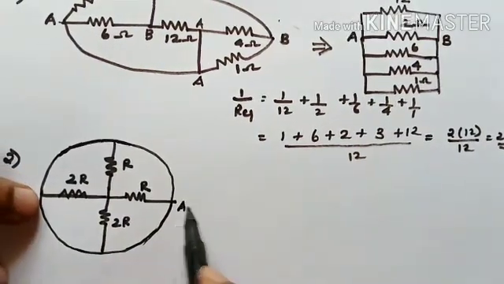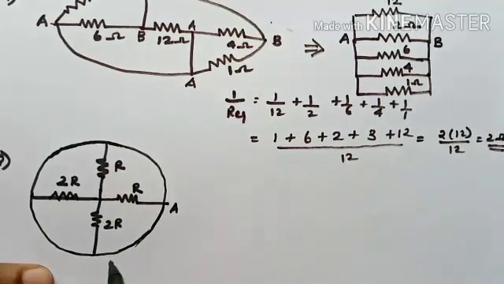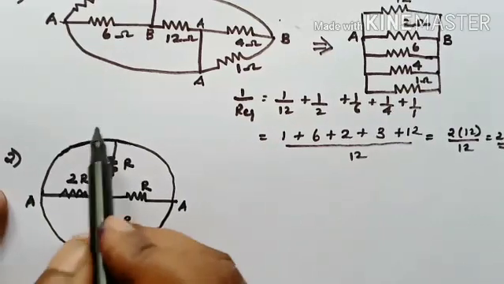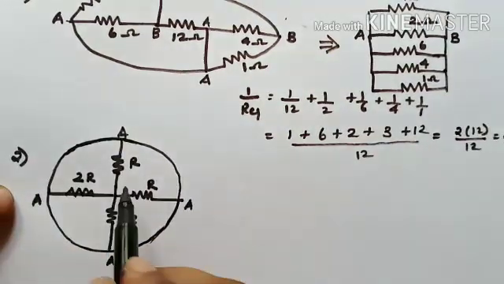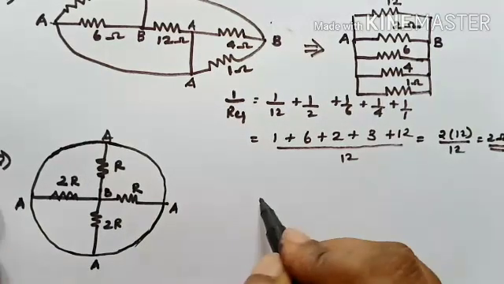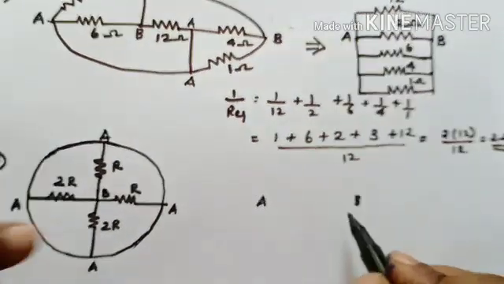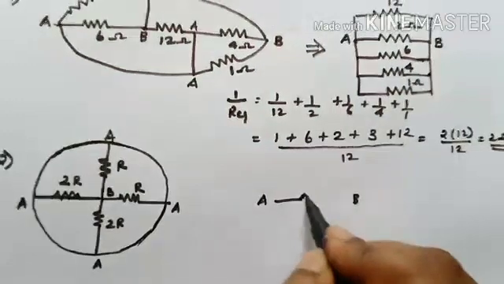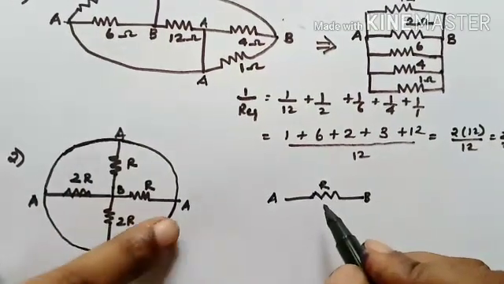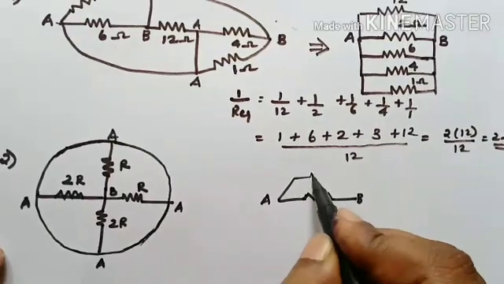Now let's make this point A. If this point is A, then this point is also A, then this point is also A, and then this point is also A. Let's take this point as B. Now you can get the answer right away. So there are 2 points here. Between A and B there is an R ohm resistor. Now between B and A there is another R ohm resistor.